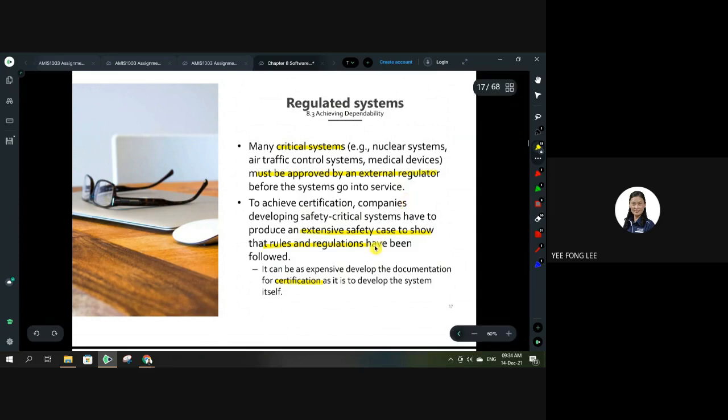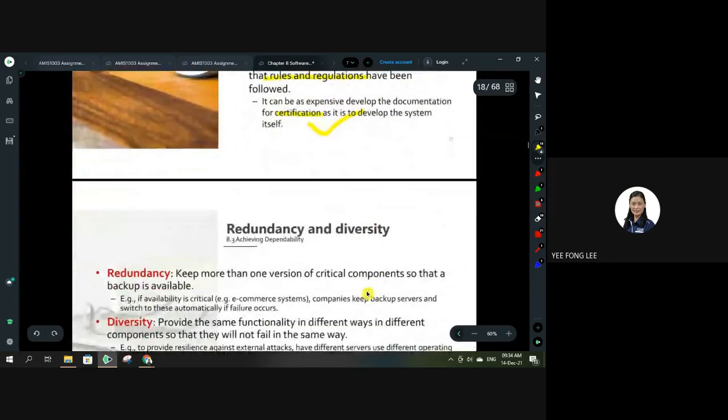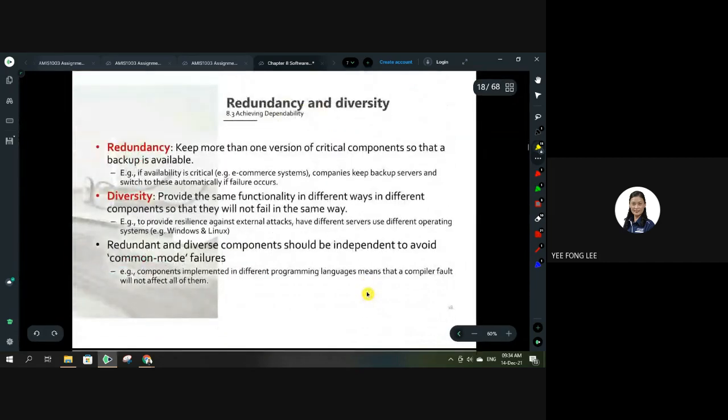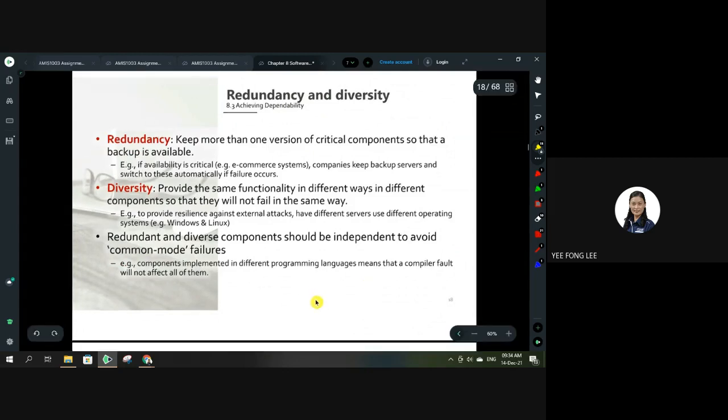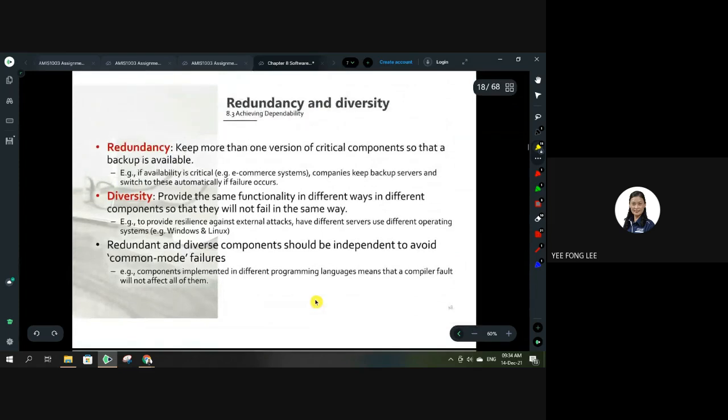So we understand that developing such a safety case is very costly, it can be as expensive to develop the documentation for the certification here. This is what is meant by the content here. Next one, we look at redundancy and diversity. A lot of theory in this chapter. Look at it for a moment.